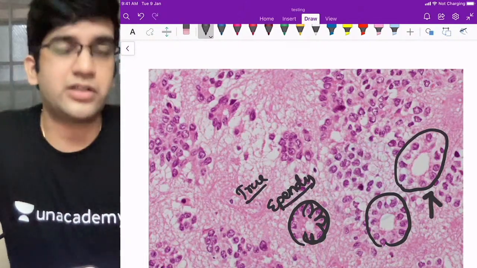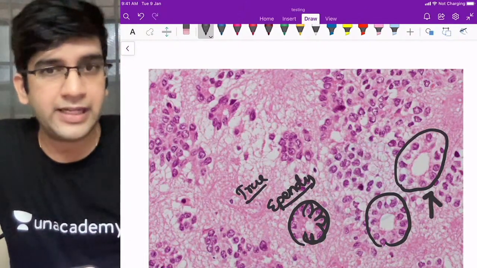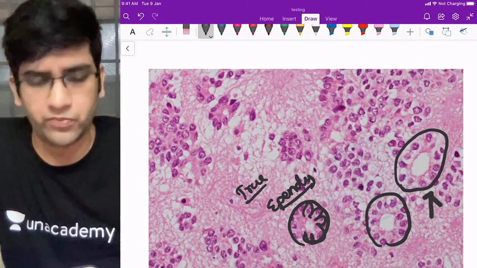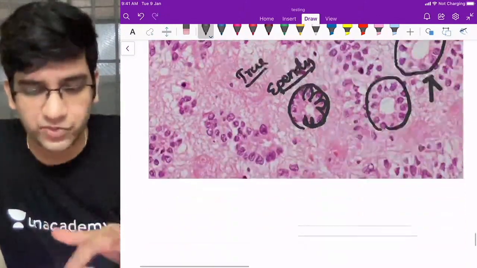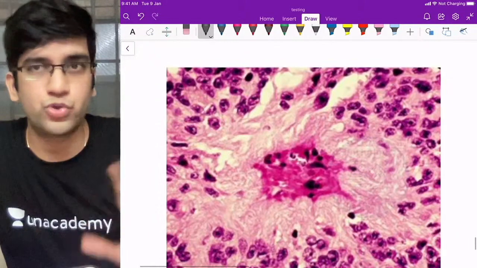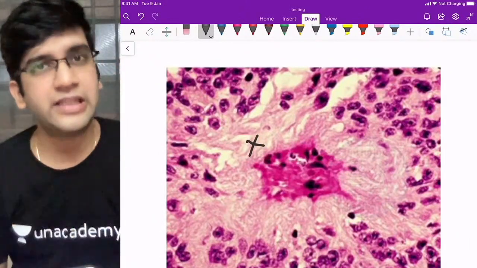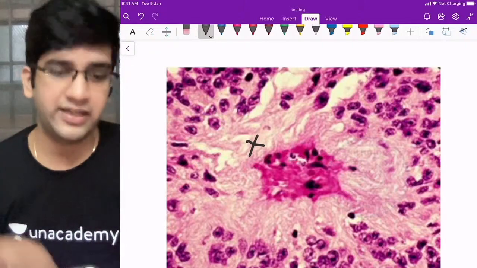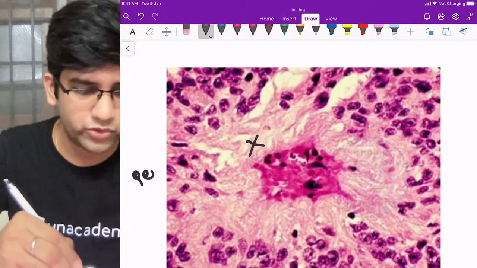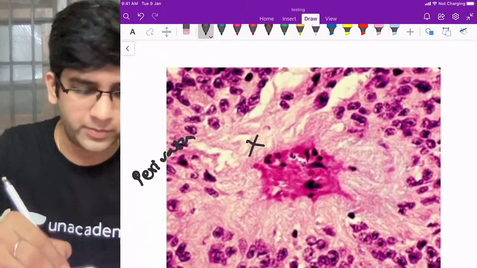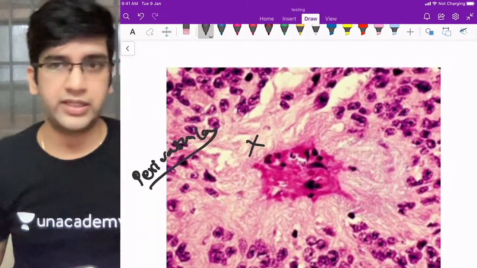Only these three rosettes are diagnostic. The true ependymal rosette is seen in ependymoma, obviously, right? The next rosette is just for namesake. We call it a perivascular pseudo rosette. This is not required for me. We'll ignore this part. This can be seen in Ewing sarcoma, medulloblastoma, ependymoma, anything, fine. It's not going to be helpful for me for diagnosis. Just a non-specific finding, fine.